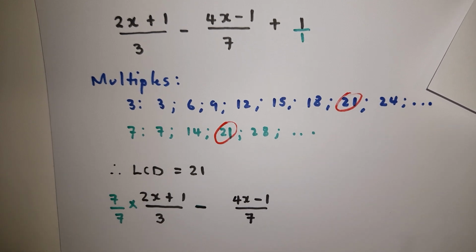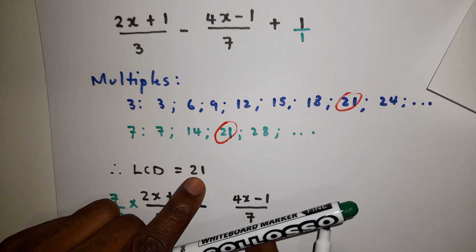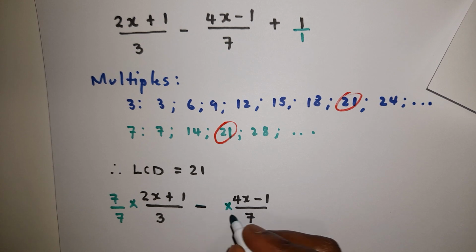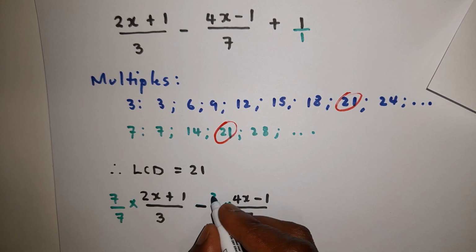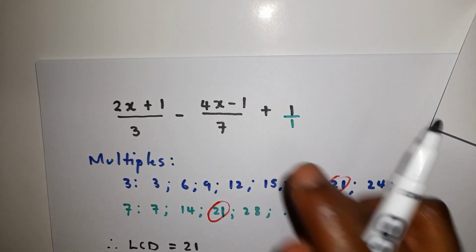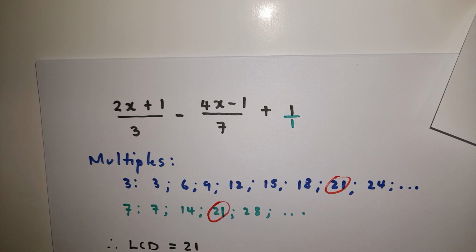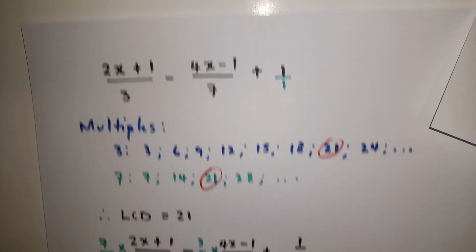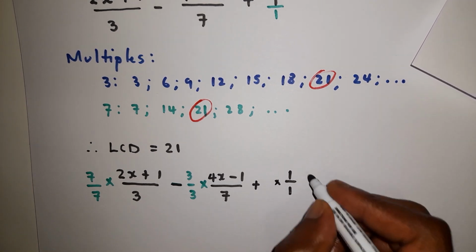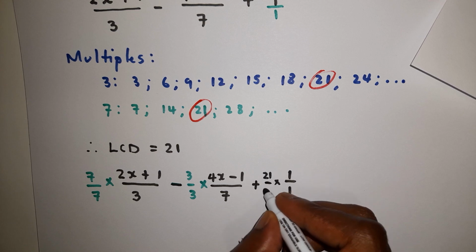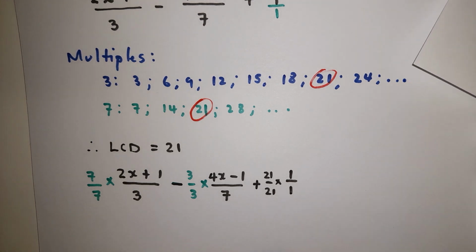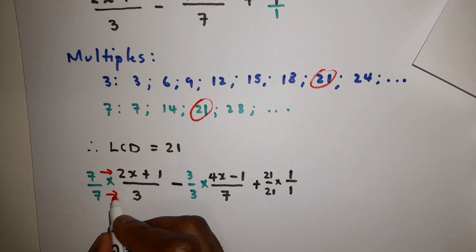Grade 10s, I see I have a 7, but I want it to become a 21. So what do I multiply the 7 by to make it 21? I multiply it by 3. Again, it's going to be 3 divided by 3. Then I go to the last term. The last term is simply a 1 plus a 1 divided by 1. To make it 21, I multiply it by 21 divided by 21. Again, like I said, multiplication goes across numerators and across denominators.